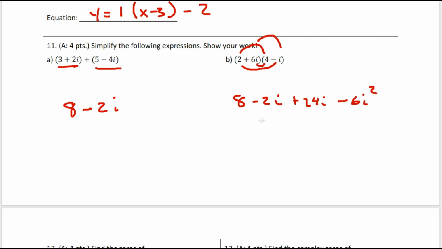Okay, time to simplify. I have 8 minus 2 plus 24 is 22i. Remember that i squared is negative 1, so this is really negative 6 times negative 1, which is plus 6. And finally, if I combine the 8 and the 6, I get 14 plus 22i.